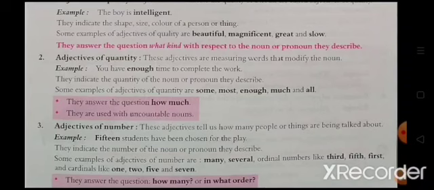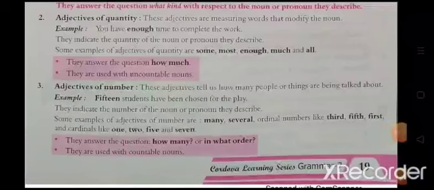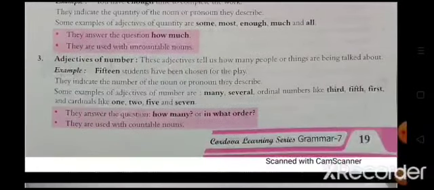Now let's move to the adjective of numbers. These adjectives tell us how many people or things are being talked about. For example, 15 students have been chosen for the play. They indicate the number of the noun or pronoun they describe. Some examples of adjectives of number are many, several, ordinal numbers like third, fifth, first, and cardinal numbers like 1, 2, 5 and 7. They answer the question how many, in what order. They are used with countable nouns.